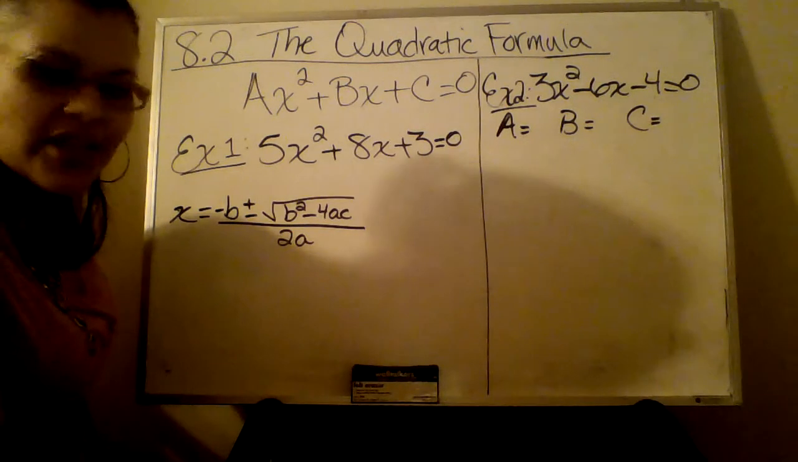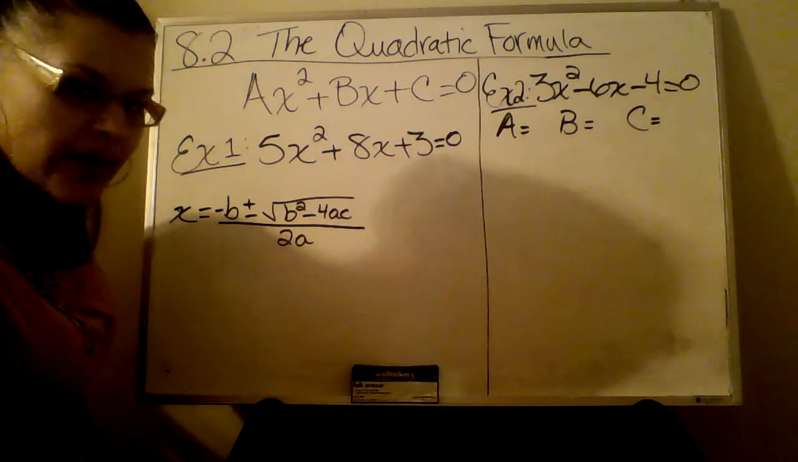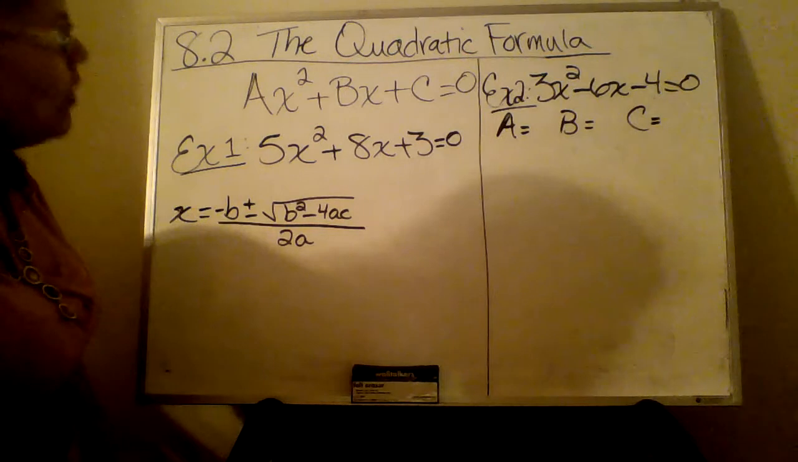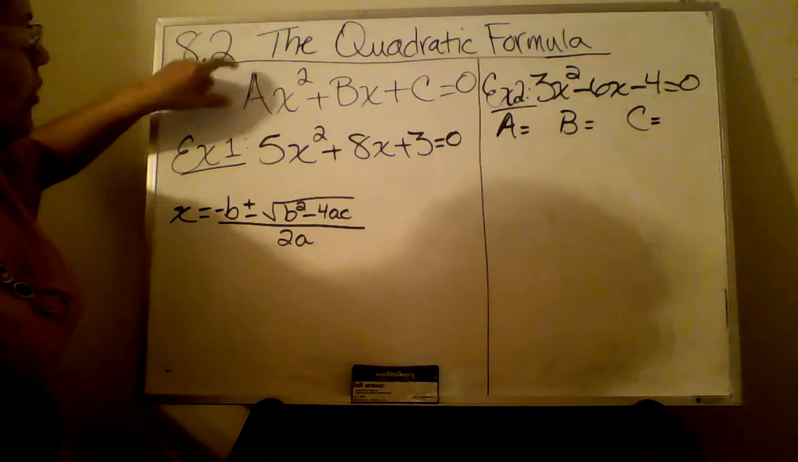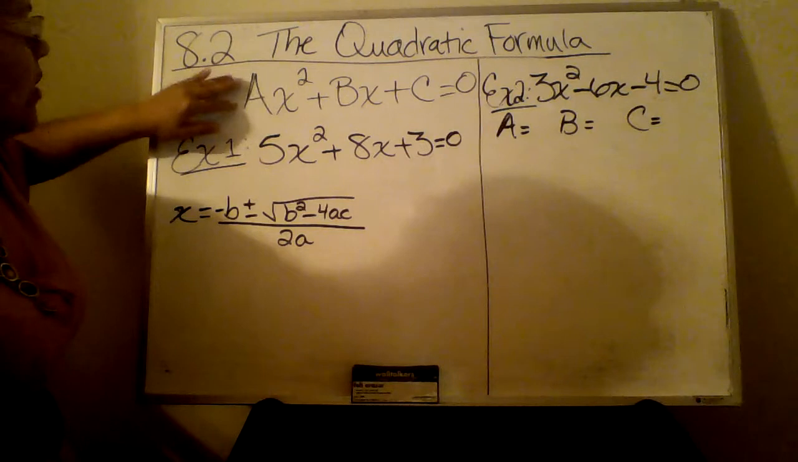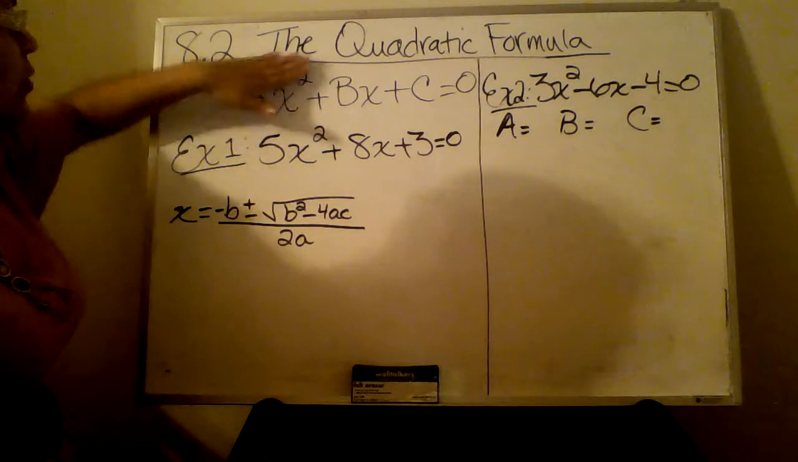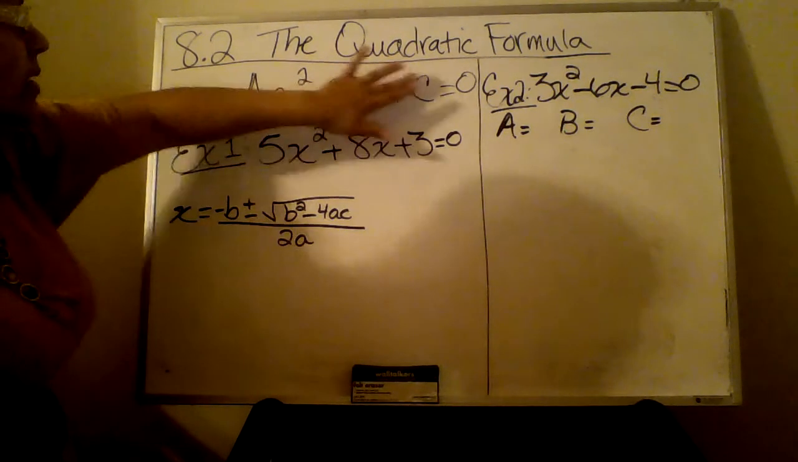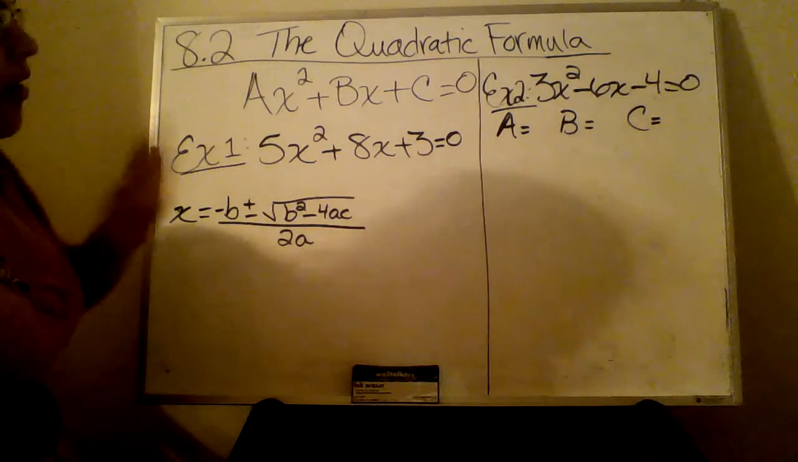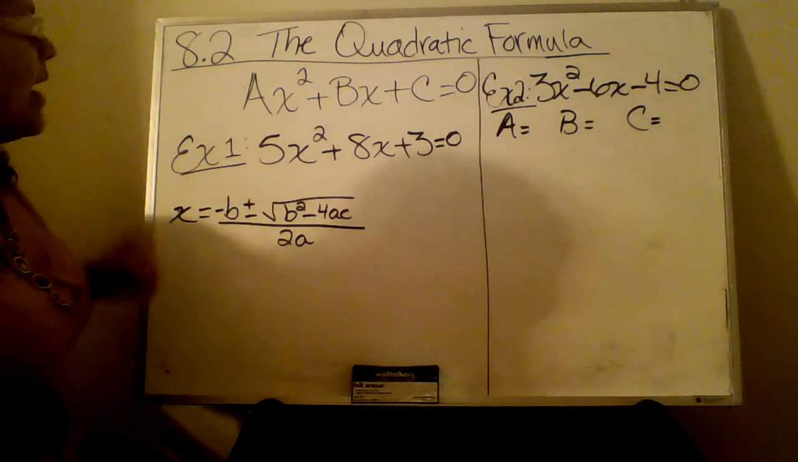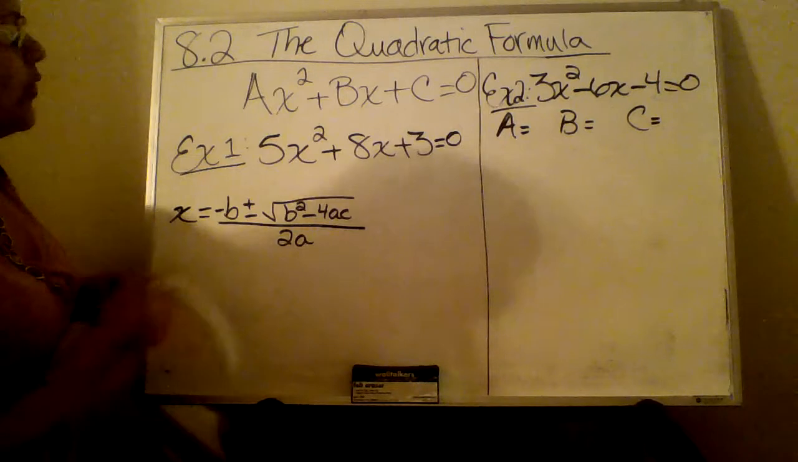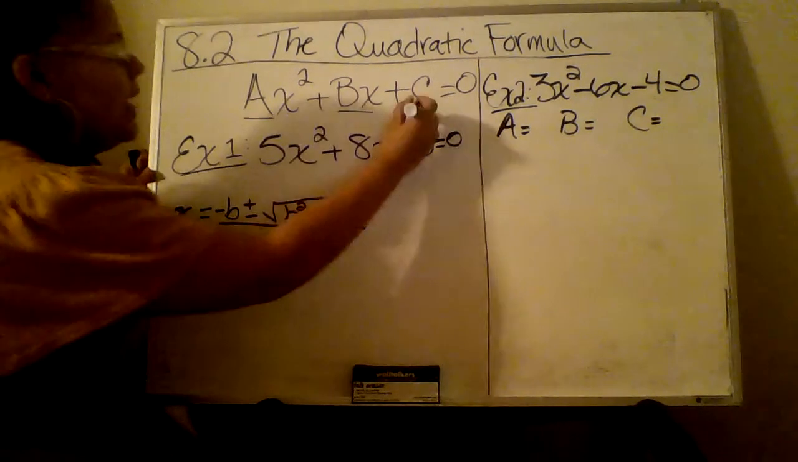Hi, so we're in section 8.2 and we're doing the quadratic formula. First of all, you'll have your quadratic equation set up in the form of ax squared plus bx plus c equals 0. You'll have that already set up for the most part, unless you just need to make some adjustments. And you are choosing from your equation your a, your b, and your c.